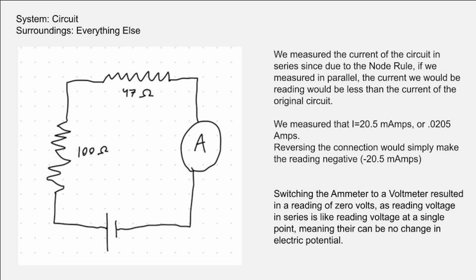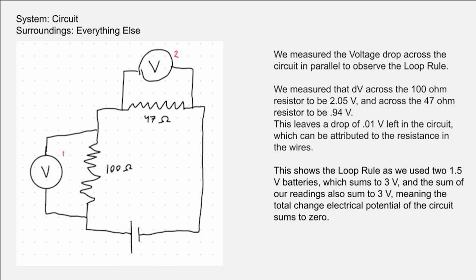Switching the ammeter to a voltmeter in this configuration resulted in reading 0 volts, because reading voltage in series is kind of like reading voltage at a single point, meaning there can be no potential difference across a single point. So we continue to measure voltage drop across the circuit in parallel in order to observe the loop rule.